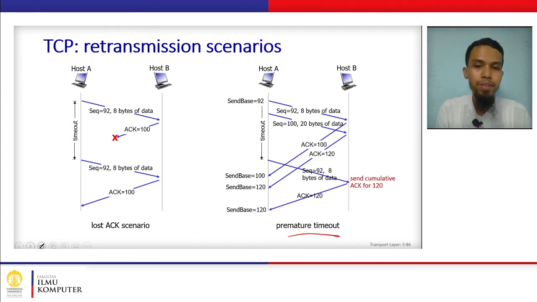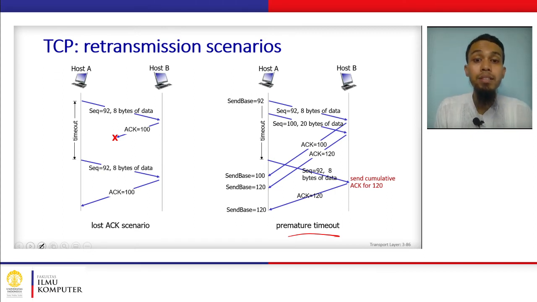Why it sends only one, we'll get the explanation after we talk about congestion control. But for now, let's say it starts from one. So it starts to send one segment starting from 92, because the segment that is expected by host B starts from 92.